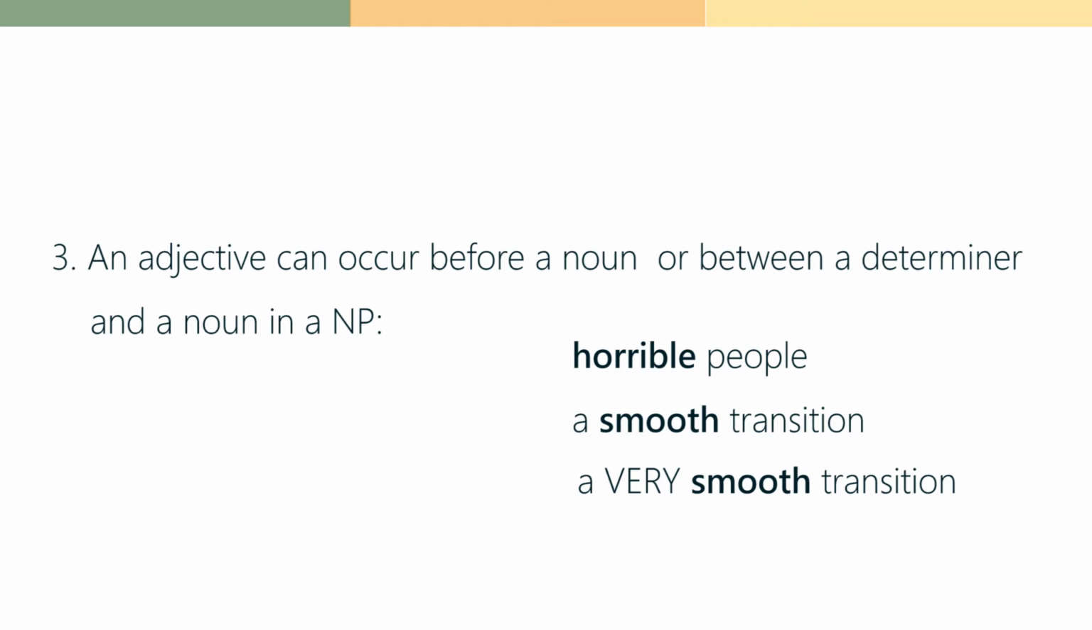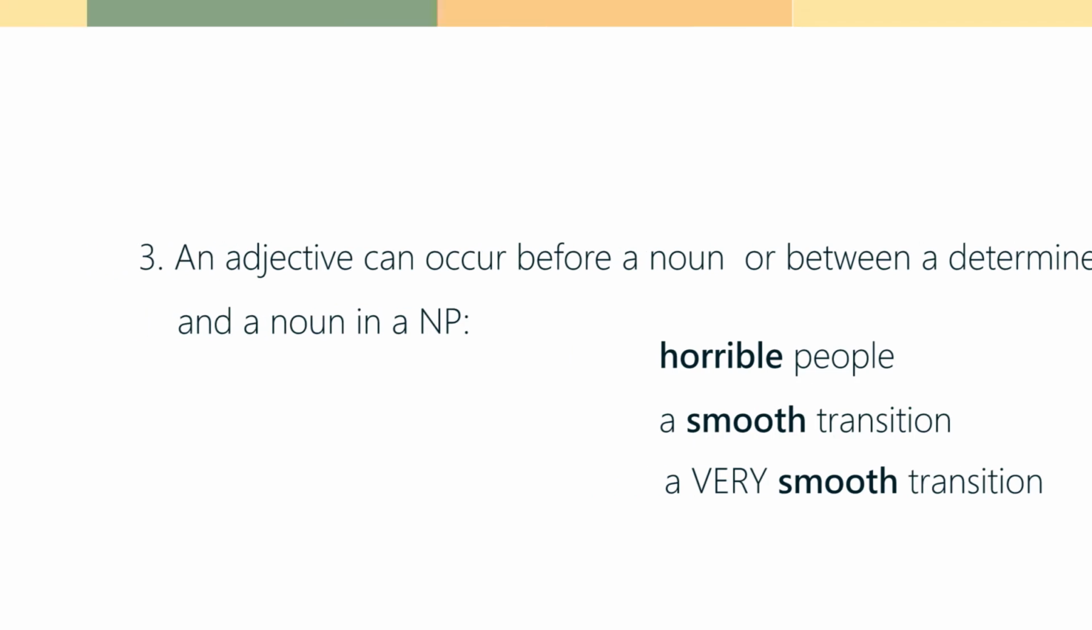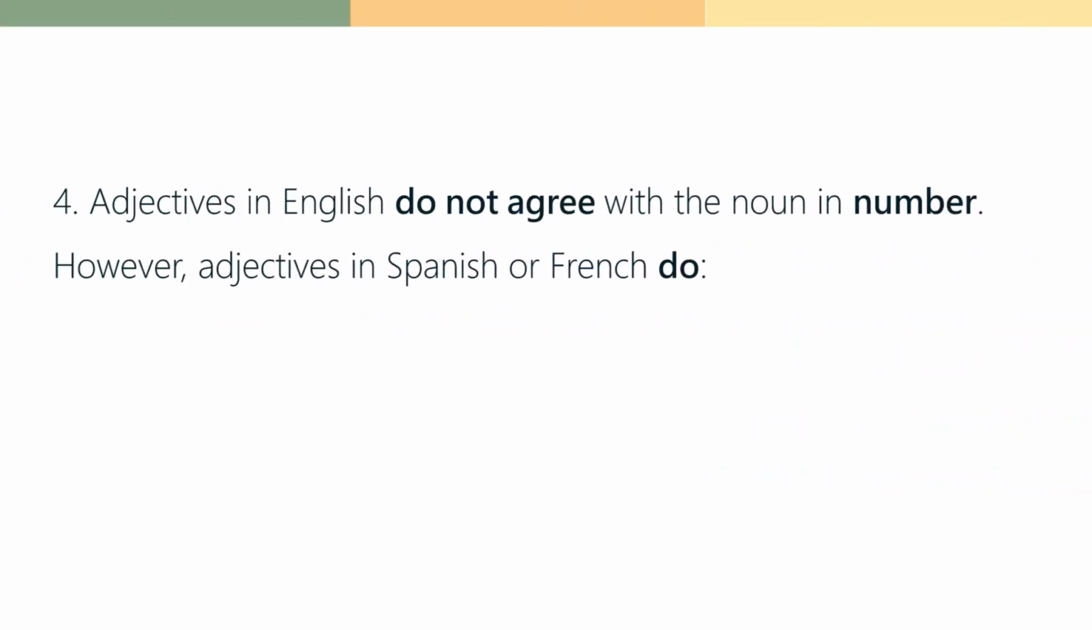This is how adjectives work in English, but in some other languages like French and Spanish, adjectives have other properties. For example, in Spanish and French, adjectives are marked for number. They agree with the noun they modify. But in English, adjectives do not have number.